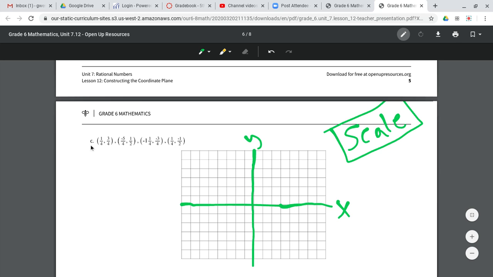Yeah, we can convert them all into fourths. So we've got the 1/4 and the 3/4. 1/2 is the same thing as 2/4. So we can go up by fourths on this. So our scale is going to be by 1/4. So keep that in mind.